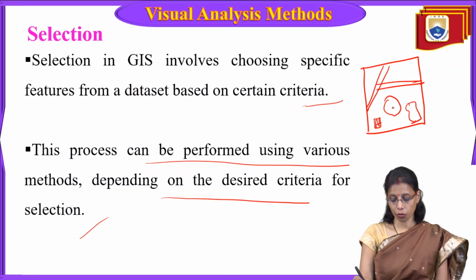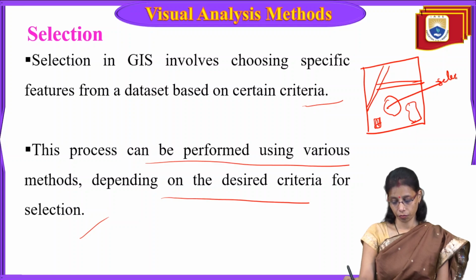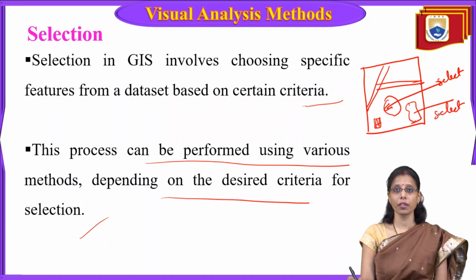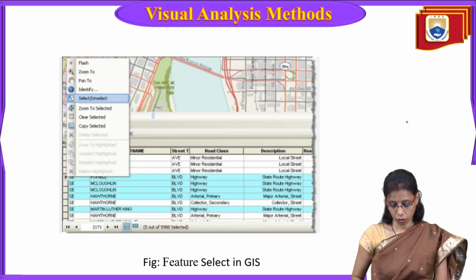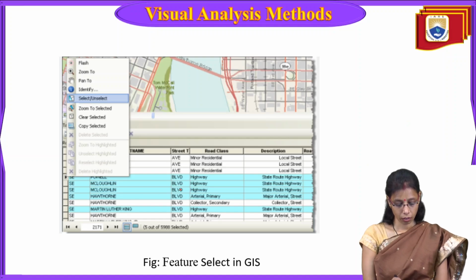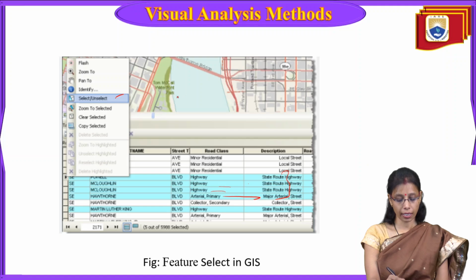So what we are going to do is just select whichever you want. If this is selected, then along with the attribute, it will just remove the selection. For example, here you can see the selection is highway, so these all are in the selection. Wherever we select, unselect. Once you select this from the spatial data.